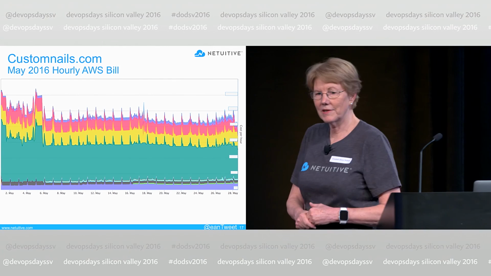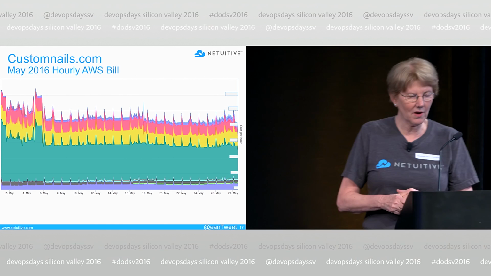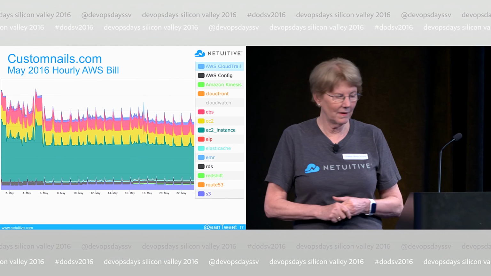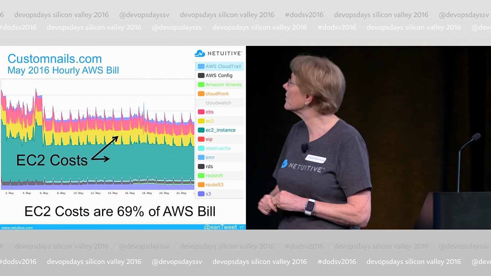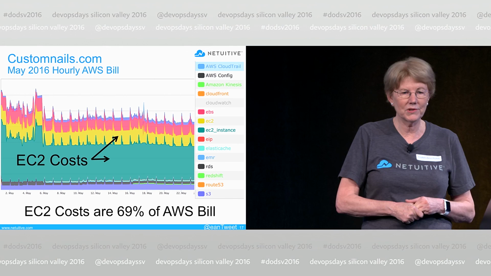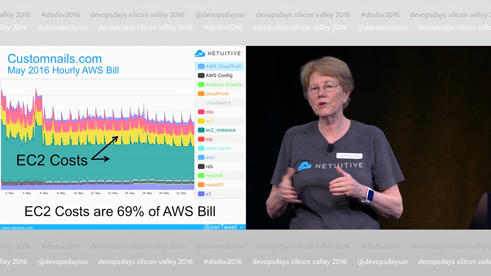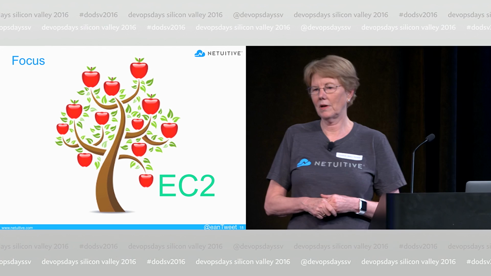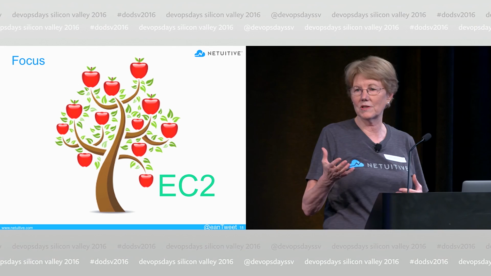Looking at this bill, it's all color-coded. And you can tell, if you look very closely, that the EC2 costs, which are the greenish and yellowish bands, reflect about 69% of their bill. So that's good in a sense, because it tells you where you should look. Where is the so-called low-hanging fruit? If we look at the EC2 expenses, maybe that will be a good place to start to figure out where we can save money.